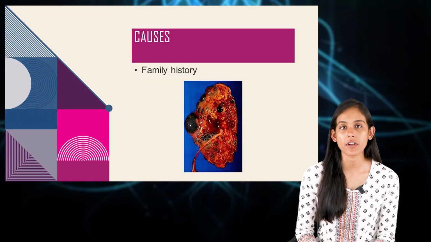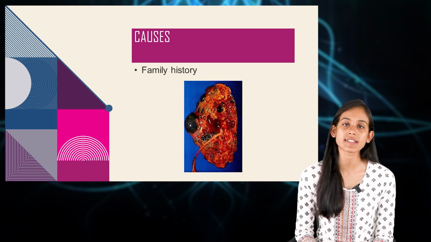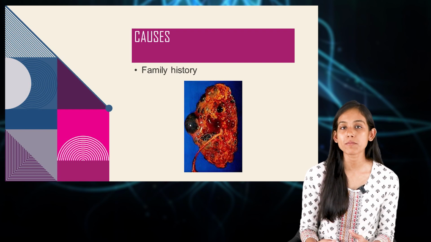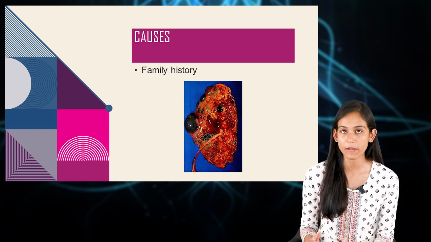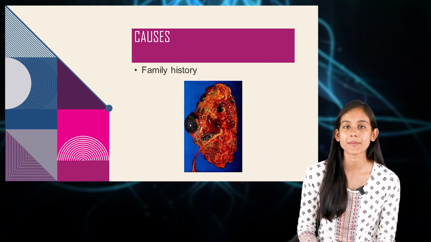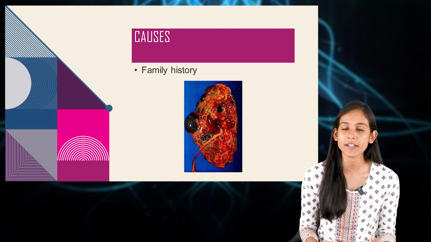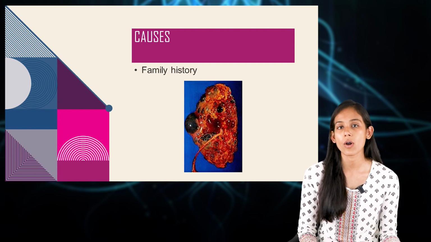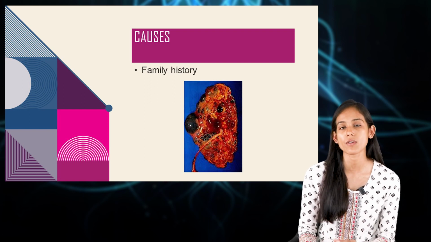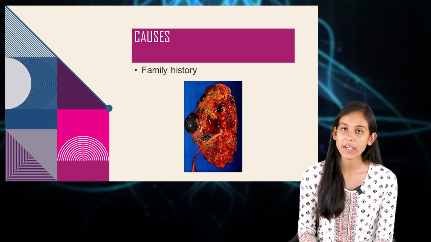Now moving on to the causes. The major cause of polycystic kidney disease is considered to be family history. That means if there is any abnormal gene present in either of the parents, that might cause polycystic kidney disease in the children. And rarely it has been seen that a genetic mutation can also cause polycystic kidney disease, but it's very rare. So the major cause of polycystic kidney disease, we can say, is family history.